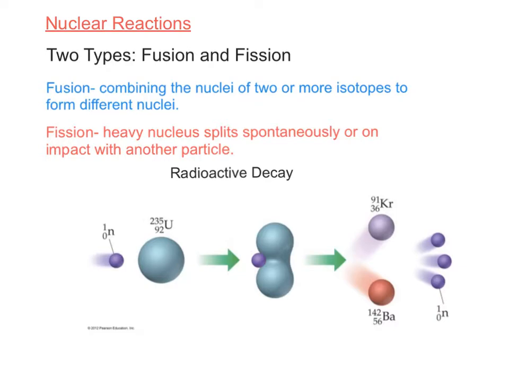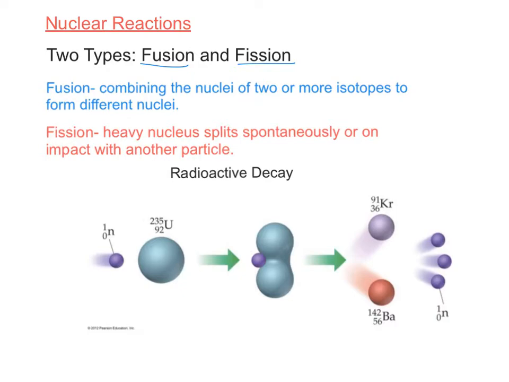We'll talk about the two types here: fusion and fission. Fusion is combining the nuclei of two or more isotopes to form different nuclei. So you're just combining the nucleus of one atom and the nucleus of another atom to make a different nucleus. Pretty simple concept. But when you do this, you release a ton of energy. This is how the sun creates its energy.